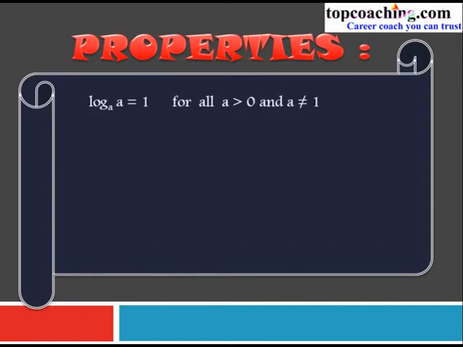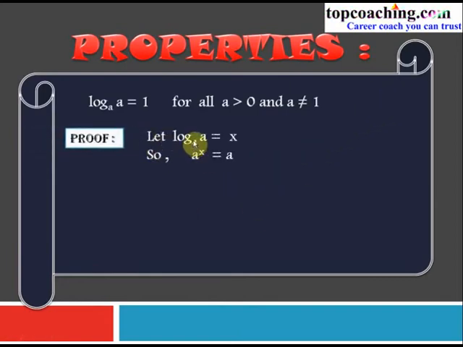The next important property is log of a to the base a is always equal to 1. So when the base and the number both are the same, then log of such a number to the same base would always be equal to 1. Again, the condition is for log to be defined, a should be greater than 0 and a should not be equal to 1. So again, let's look at the proof of this.